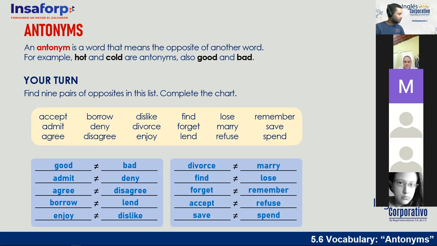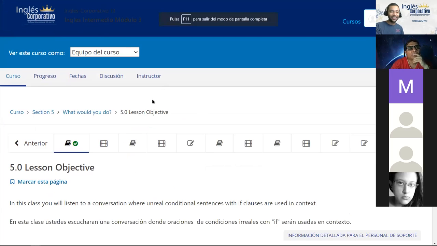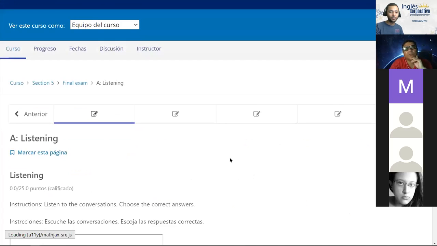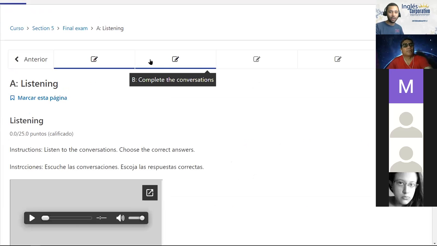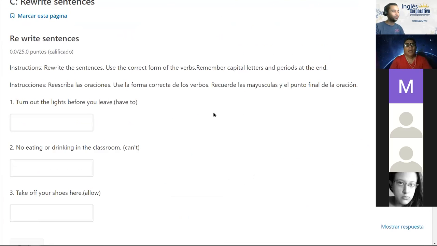Antes de continuar, algunos compañeros me expresaron que tenían alguna dificultad en unos ejercicios que aparecen en la plataforma, específicamente en el final exam. Vamos a echarle un vistazo a esto. Part 5, section C. Son varios, ya vi. Bueno, está listening, está el audio, complete the conversation, rewrite sentences. Vamos a verlo juntos entonces, porque al parecer algunos tienen problemas en el primero, otros en el segundo, otros en el tercero, así que vamos ahí.